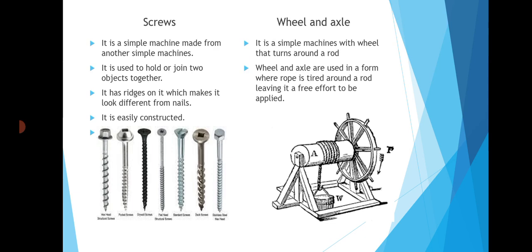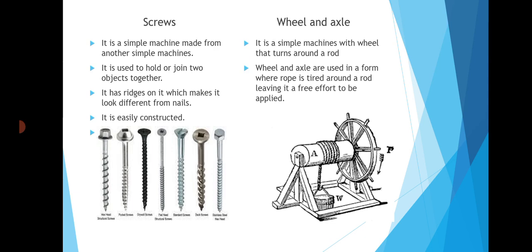Yes, it has ridges. It has a spiral shape around the screw. It's what we call the ridges. But nails do not have it. It is easily constructed. Why? That's why we are saying it's a simple machine or a type of simple machine.